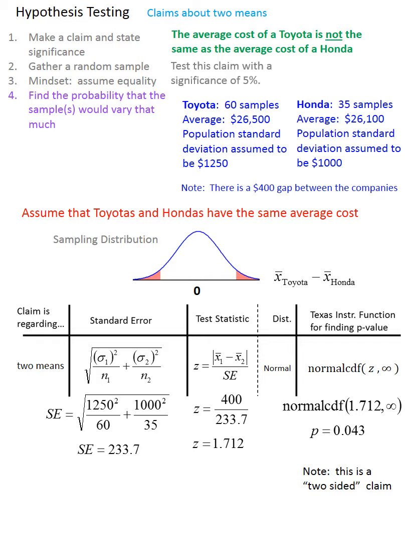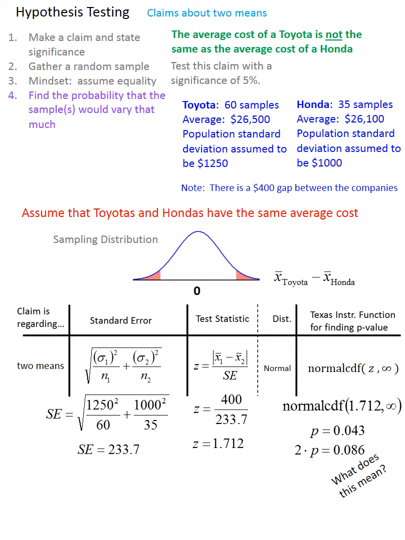Now, note that this is what we call a two-sided claim. If you've been watching the video series up to this point, we've only seen one other one of these. A two-sided claim is where you're comparing two quantities, and rather than saying one is bigger than the other or one is less than the other, we simply claim that they're not equal to each other, not stating that one particular one of the two groups is higher than the other. And whenever you have a two-sided claim, you have to double the probability.